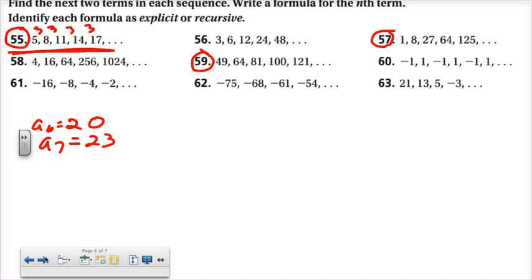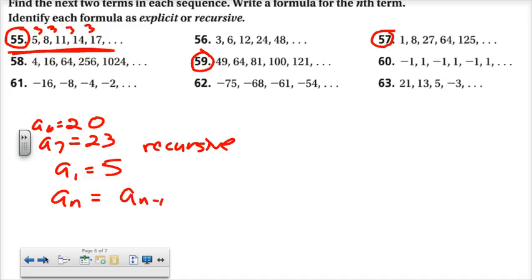Now, because it was really easy to see that they're adding 3 each time, you probably want to write this one recursively and say, all right, to find any term, take that previous term and add 3. So this one, very quick and easy recursively. We don't need any of the larger numbered terms, so we can go ahead and write that recursively.